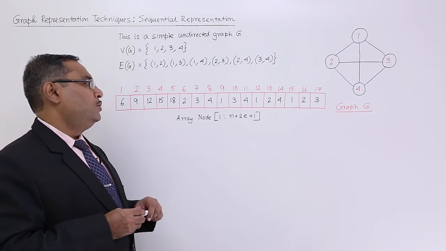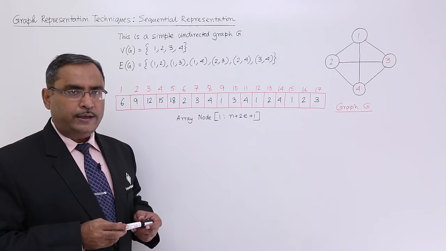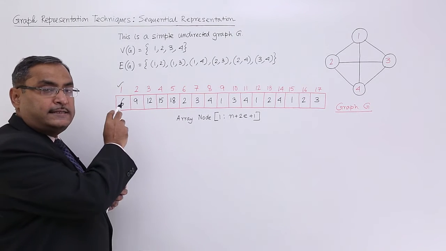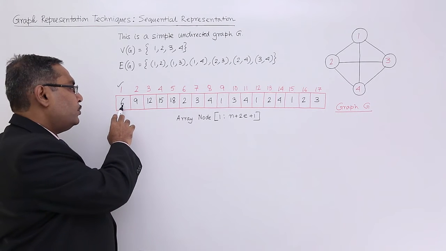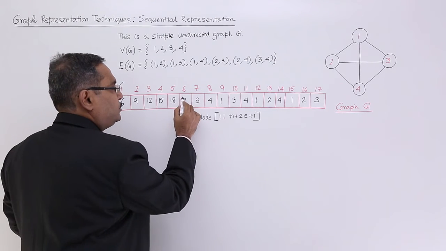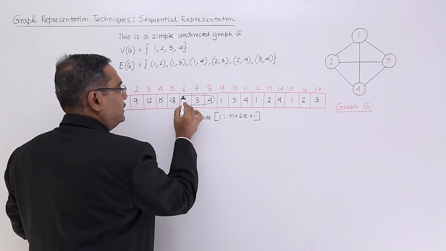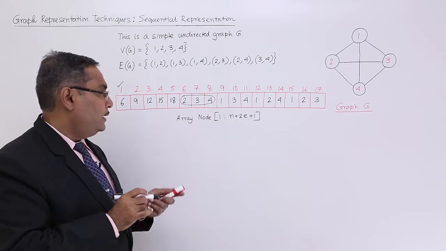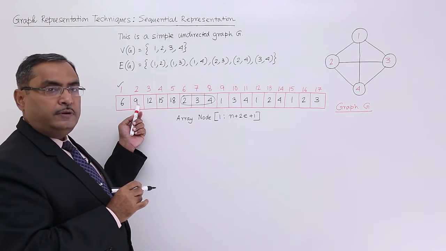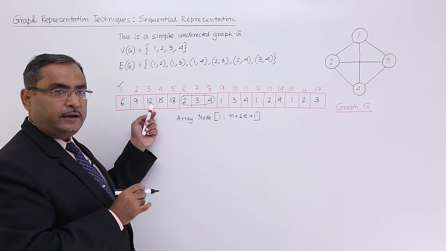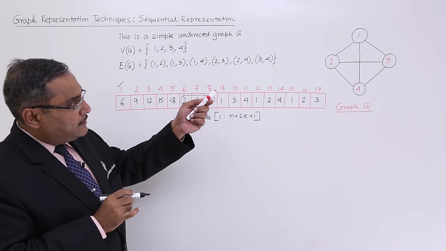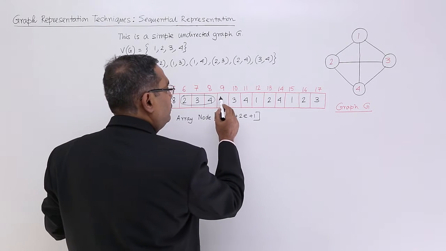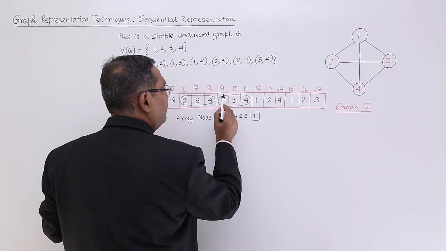Okay, I am just going to explain it in a very lucid way. See, for this particular node number 1, its adjacent node list will be starting from location number 6 to 8. So 6 to 8, these are the adjacent vertices for node number 1. Node number 2's list will be starting from 9 and end at 11. So node number 2 has the adjacent node list 1, 3 and 4, from location number 9 to 11.